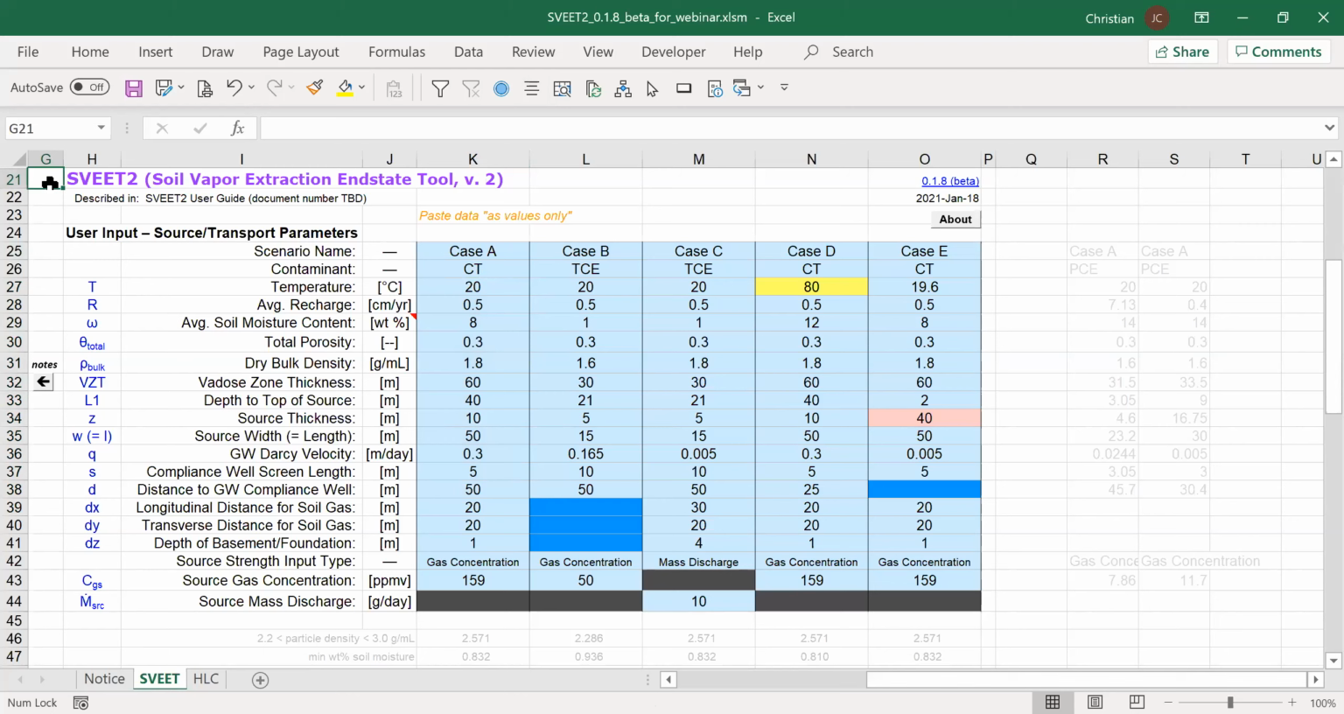So there's a lot of simulations, a lot of data to manage. Yeah, definitely sounds like it.